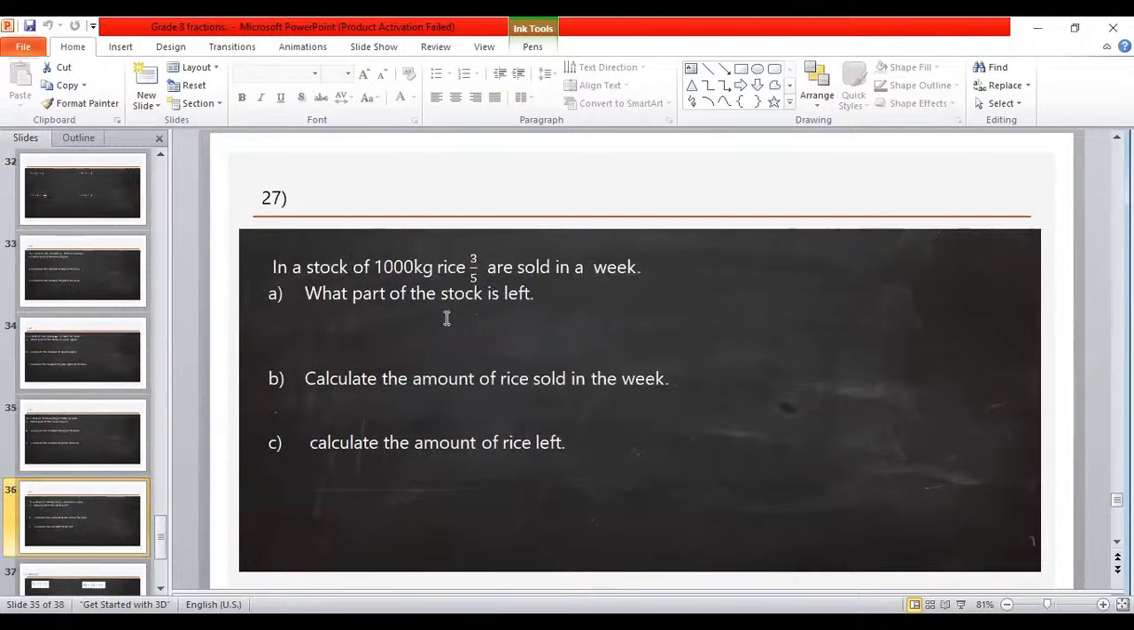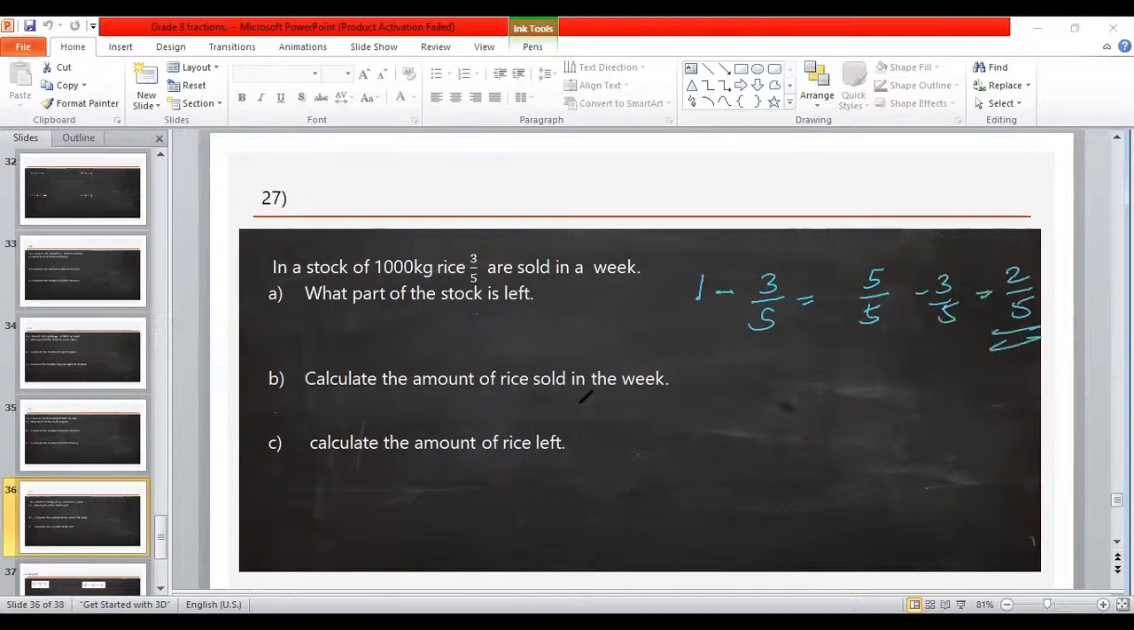In a stock of 1,000 kilogram rice, 3/5 are sold in a week. What part of the stock is left? So 3/5 already sold, then 1 minus 3 over 5. It means 5 over 5 minus 3 over 5, 2 over 5.